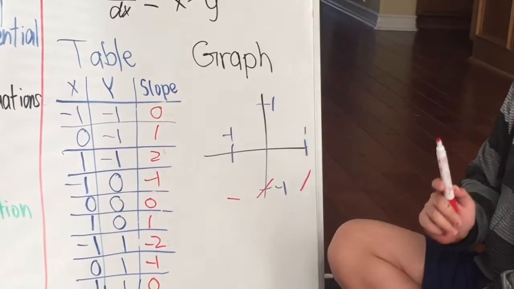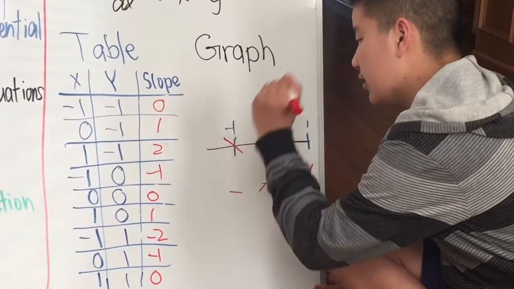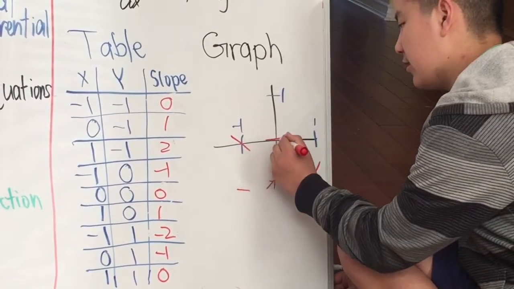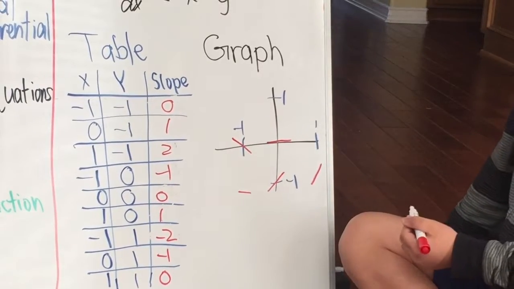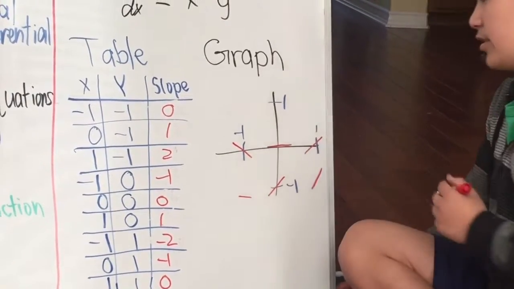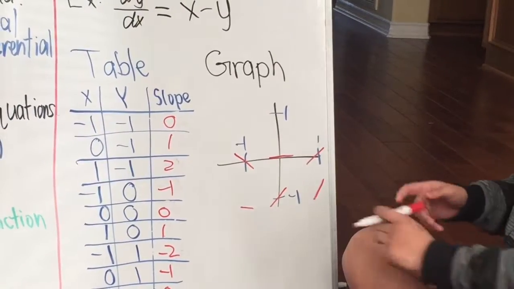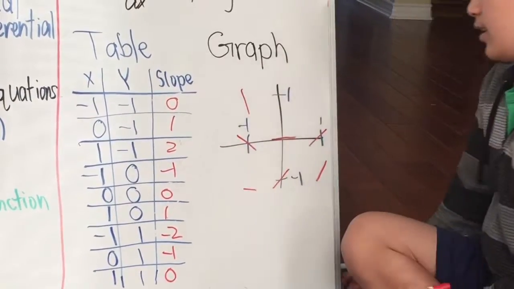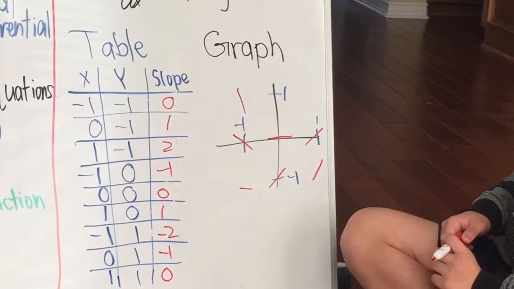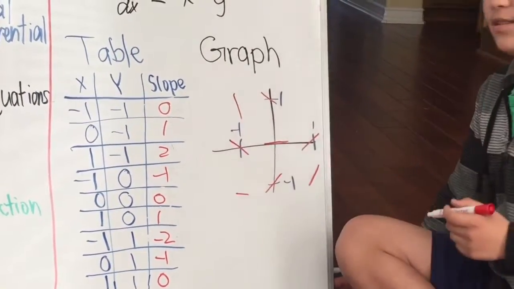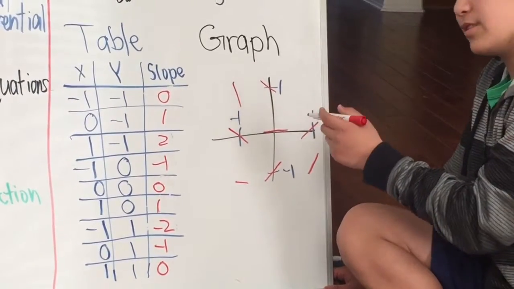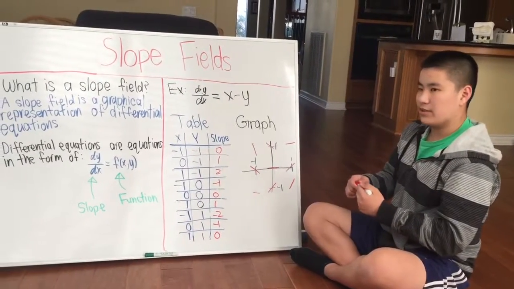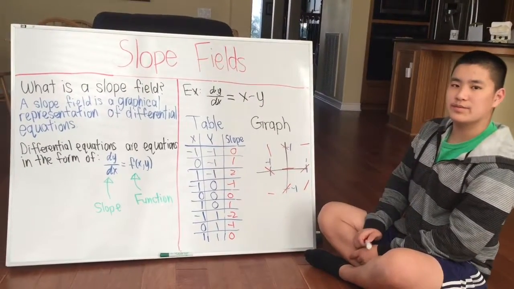At the point -1, comma 0, the slope is equal to -1, so we draw a small line with a slope of -1. At the point 0, comma 0, the slope is equal to 0, so we just draw a horizontal line. At the point 1, comma 0, the slope is equal to 1, so we draw a small line with a slope of 1. At the point -1, comma 1, the slope is equal to -2, so it's really steep downwards. At the point 0, comma 1, the slope is equal to -1, so it's not as steep downwards. And at 1, comma 1, the slope is once again 0, so it's just a horizontal line. As we increase the size of the slope field, we can get a better representation of the differential equation.